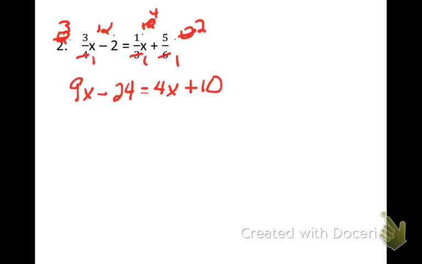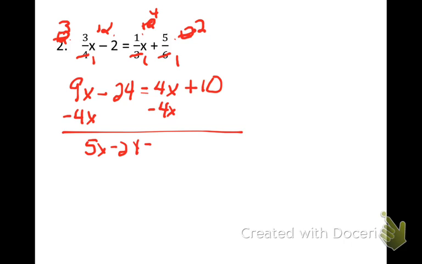And now it is like the last problem we did, since we don't have any fractions. So I'm going to get my x's together by subtracting 4x. You might choose to do something different. 5x minus 24 equals 10.